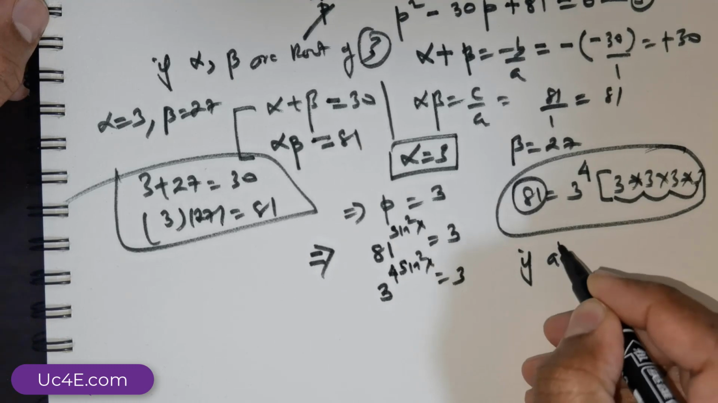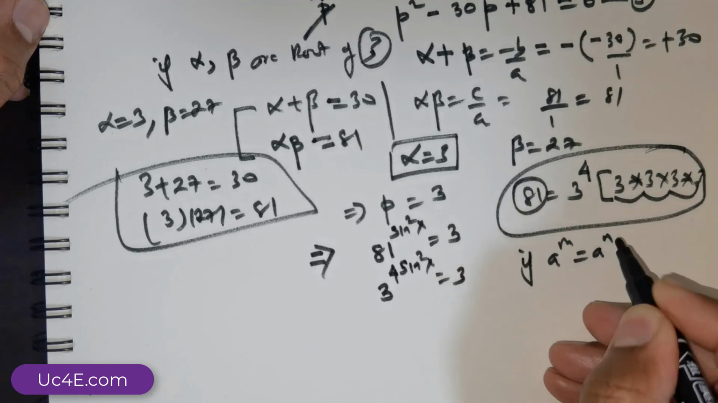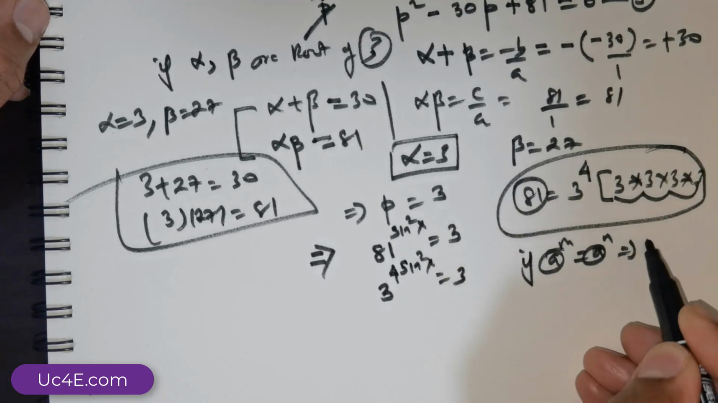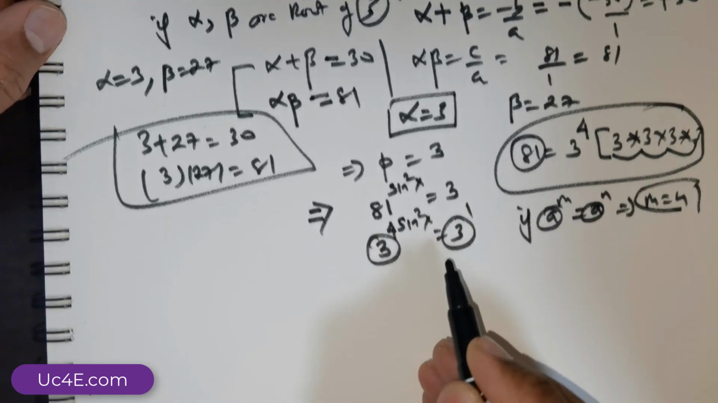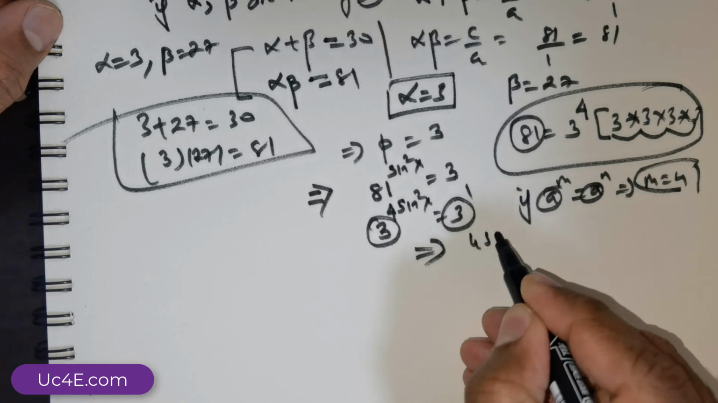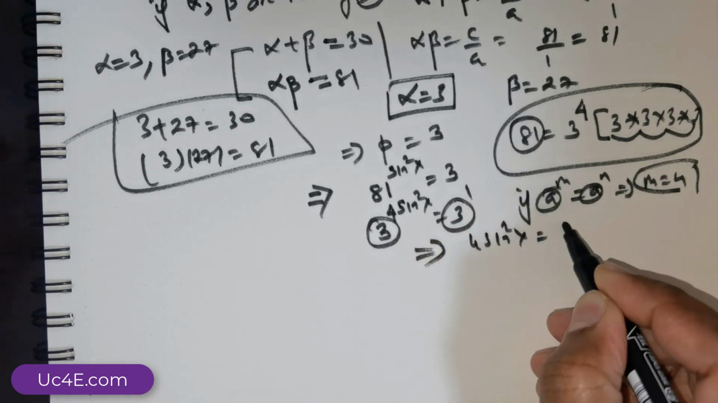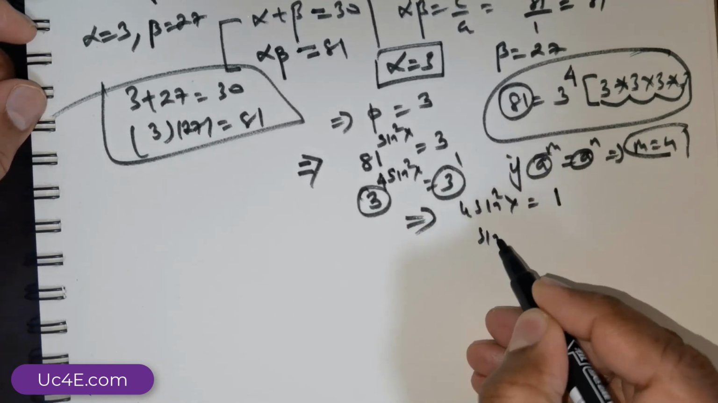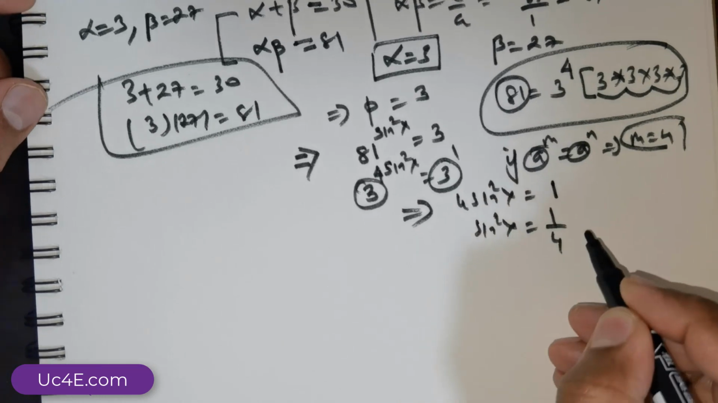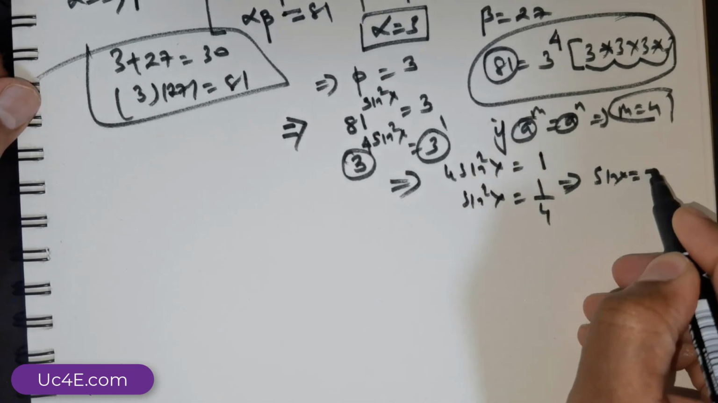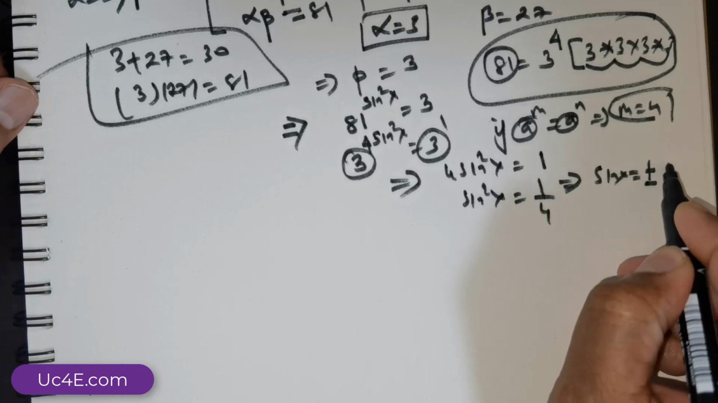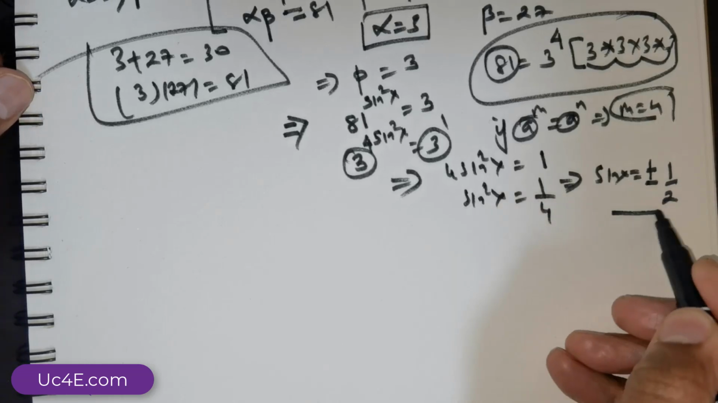Now we know the algebraic law: if a to the power m is equal to a to the power n, if the bases are the same, then this would mean m is equal to n. So the bases are the same here. So this would mean 4 times sine squared x is equal to 1. This in turn would mean sine squared x is equal to 1 over 4. This in turn would mean sine x is equal to plus or minus 1 over 2, right?